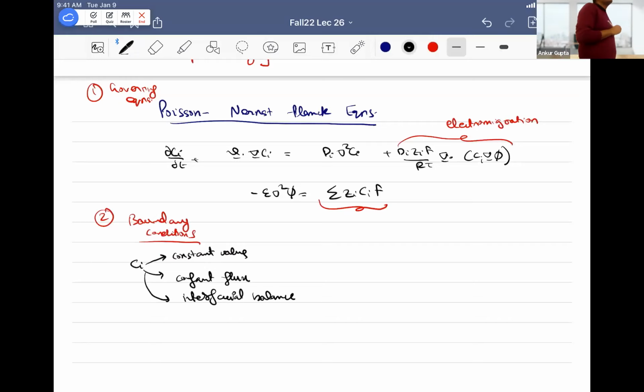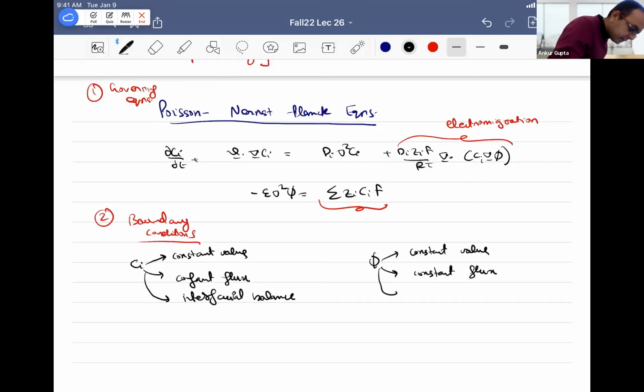Okay, remember that this is what we discussed in part 1: constant value, constant flux, interfacial balance. Similarly, we also have for phi: constant value, constant flux, or a mixed condition. We'll discuss them separately when we go to the exact problems. We'll not discuss them right now, but I just want to mention that, very similar to concentration, you can have constant value, constant flux, or a mix.